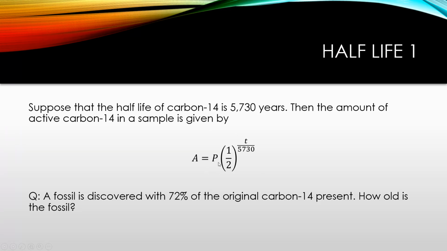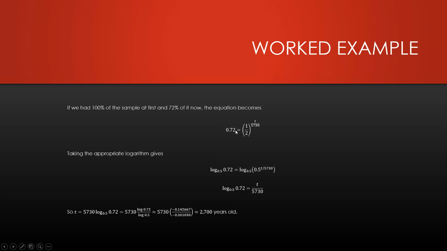P is our starting amount. That's 100%, which I'll write as 1. A is the amount left. That's 0.72. And then I will solve for t much the same way that I solved for t before when I was trying to find out how long I had to work. What we'll do here is we will take the appropriate logarithm, and you'll recognize the base of this exponential is base 1/2 or base 0.5.